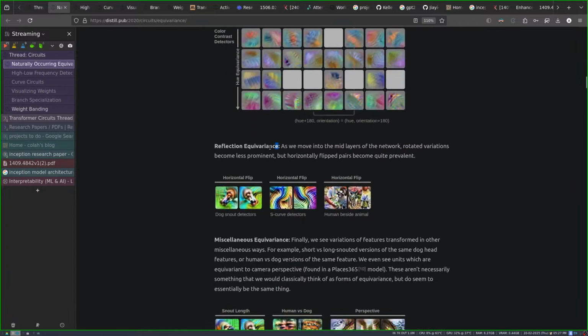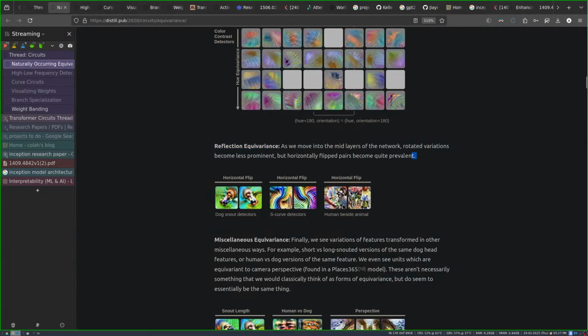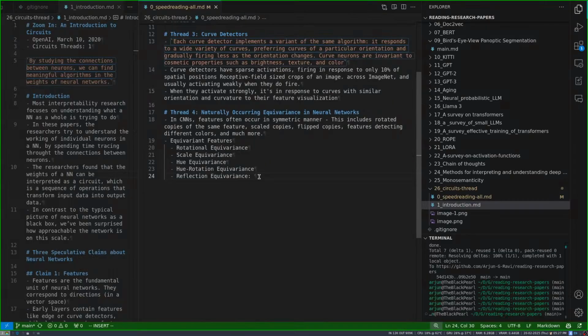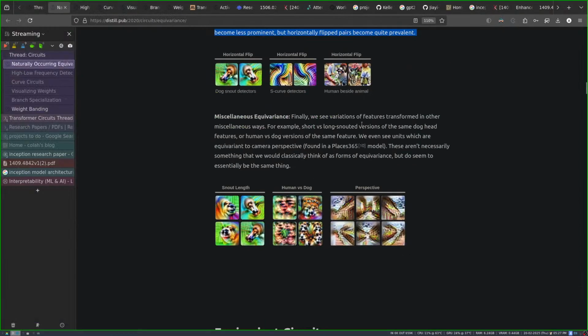Reflection equivariance. As we go to more mid layers, rotated variants become less prominent, but horizontally flipped pairs become quite relevant. I want this here too. Miscellaneous. Finally, we see variations of features transformed in miscellaneous ways.